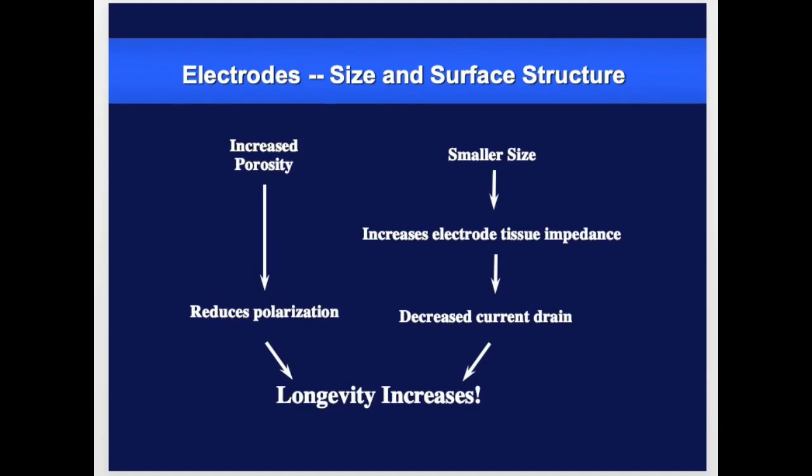In summary, when the electrode size is reduced, impedance increases, leading to improved longevity. When the surface area of the smaller electrode is increased through increased porosity, polarization is reduced, again increasing the longevity of the system.